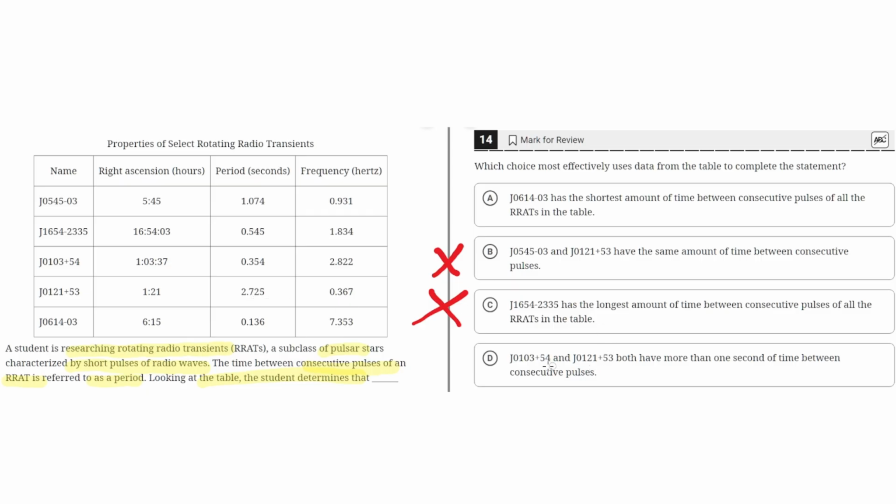So this statement, D, is incorrect, because both of these pulsar stars do not have a period of greater than 1 second, because this pulsar star, J0103+54, has a period of less than 1 second. Therefore, we can eliminate D, because it also uses incorrect information from the table. And thus, we're left with A as the correct answer.